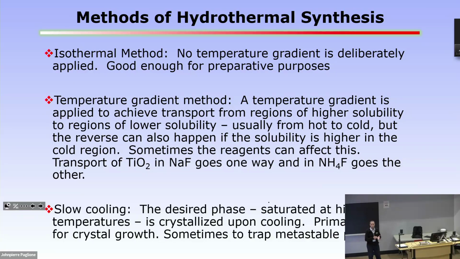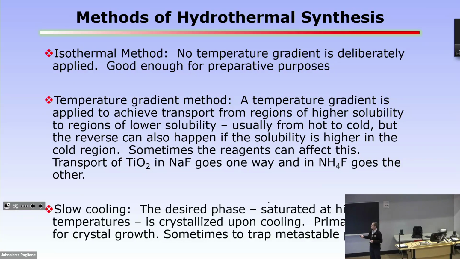You can put a temperature gradient in, which usually means you do it horizontally in either a metal or a glass vessel, and you have a temperature gradient. You get things going from the high solubility end to the low solubility end. Usually that's downhill in temperature, but it doesn't have to be. And you can grow crystals that way.